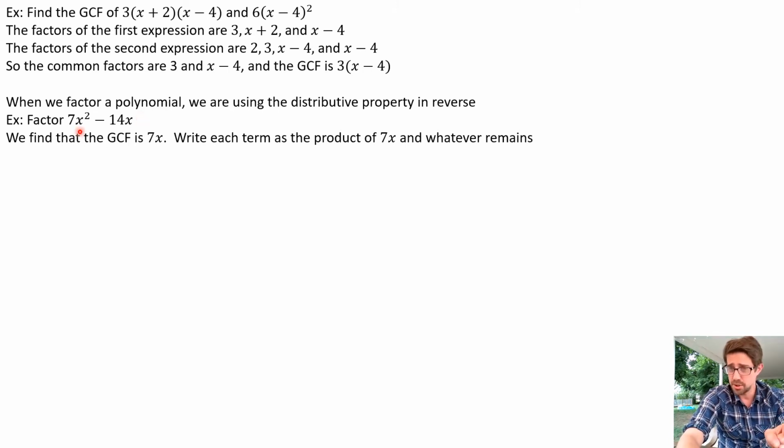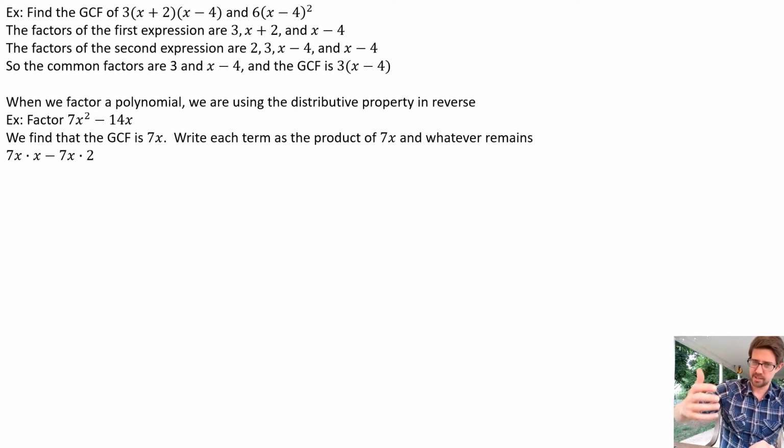Now take each term and write it as the product of 7x and something else. This is just like factoring a number. If you factor 5 out of 20, you're going to get 5 times 4. So now you're saying, okay, 7x squared is 7x times what? And negative 14x is 7x times what? What's left over? Well, it's that. So it equals 7x times x minus 7x times 2, right?